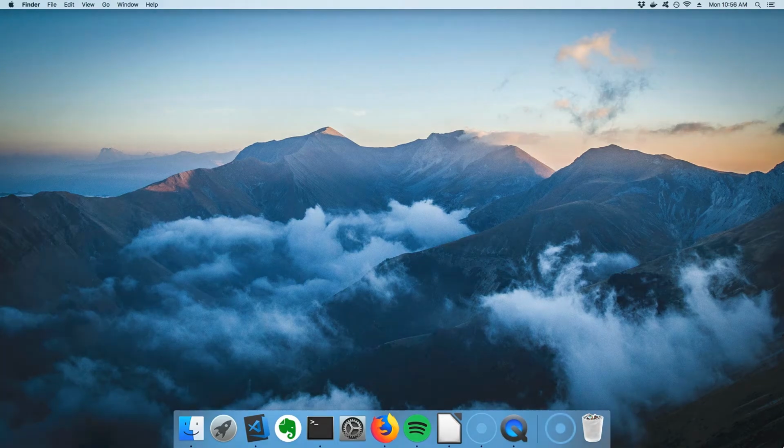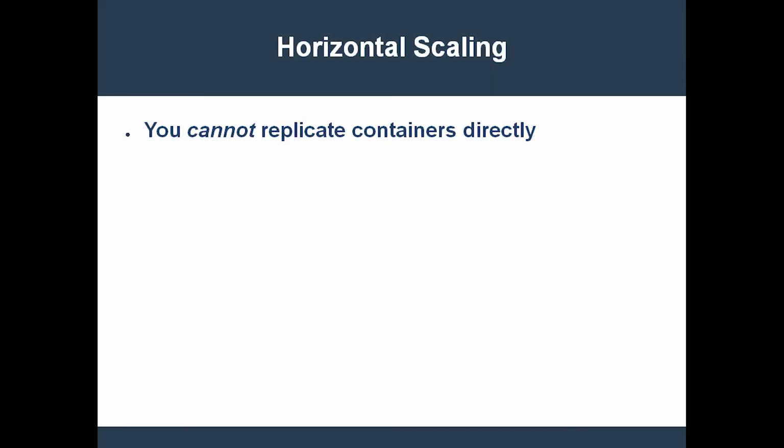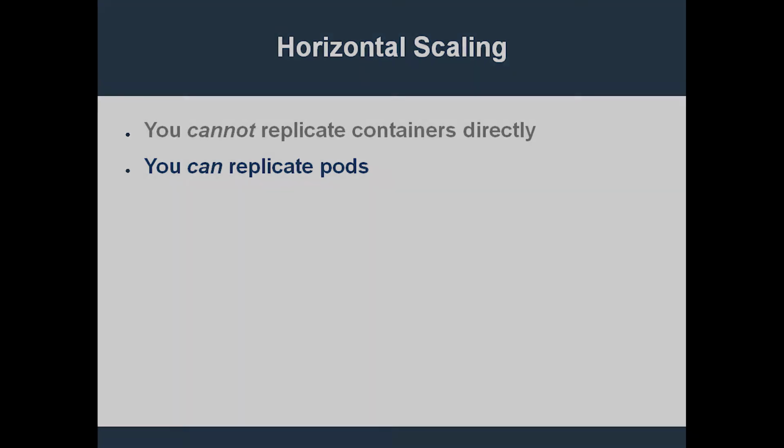But here's the catch. You can't replicate containers directly in Kubernetes. In other words, you can't create additional containers in a pod. What Kubernetes does is replicate the pod. You see, when you create a new pod replica, Kubernetes automatically duplicates all of the containers in the pod. That's a pretty handy feature.